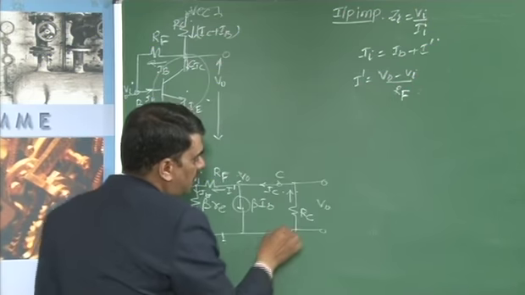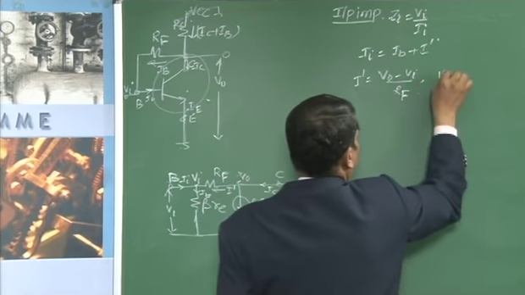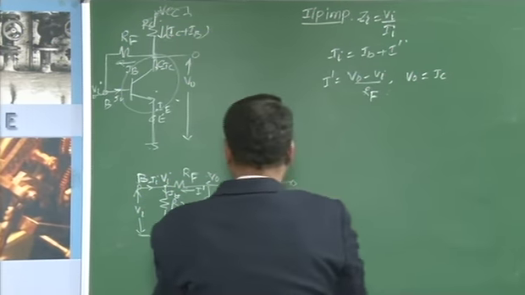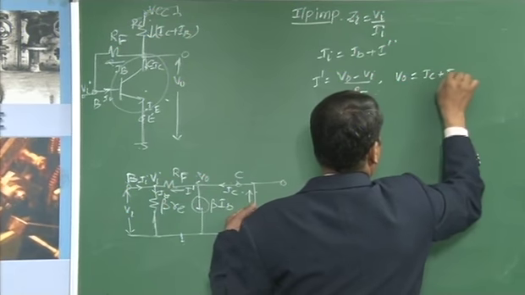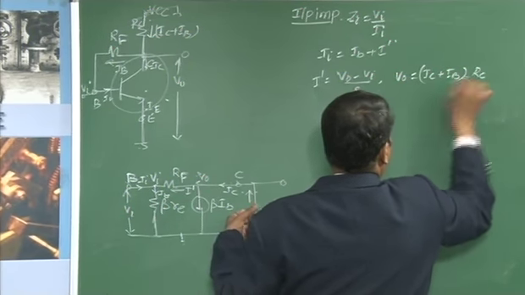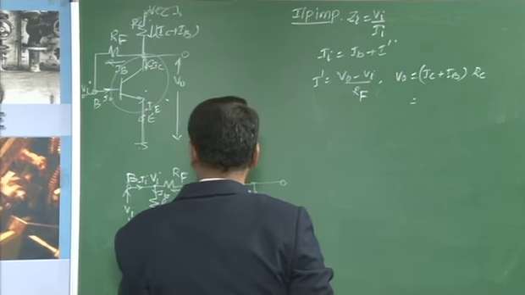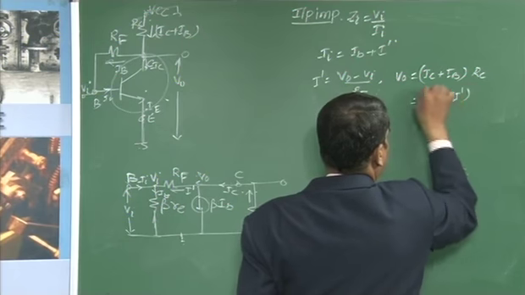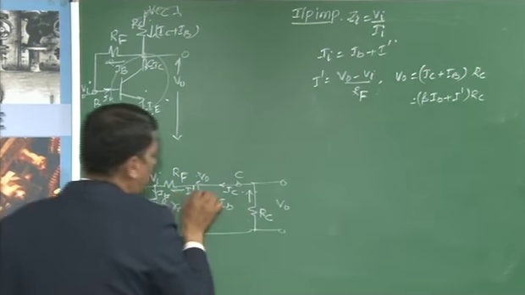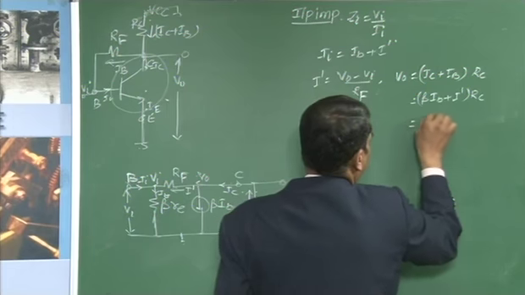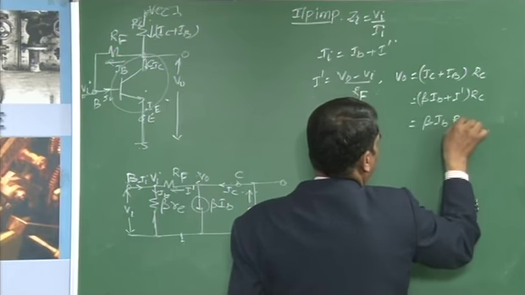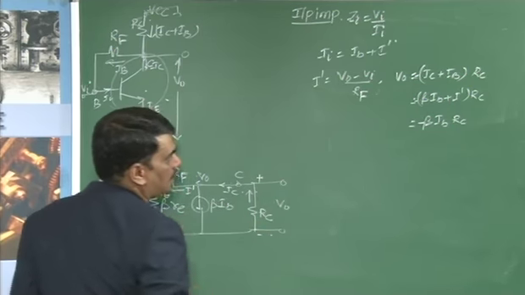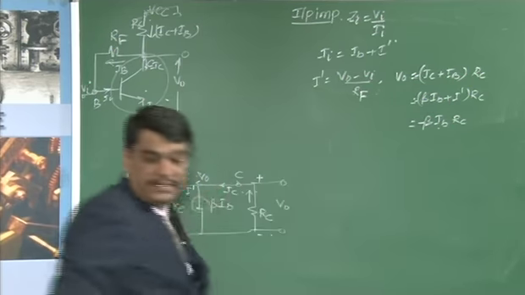Then what is V0? V0 is nothing but IC, the current flowing through this, which is IC plus IB times RC. This current IC is the sum of these two: beta times IB plus I dash, into RC. When this I dash is negligibly small, then this is nothing but beta times IB times RC. Because this current is plus and this is minus, V0 is minus beta times IB into RC.